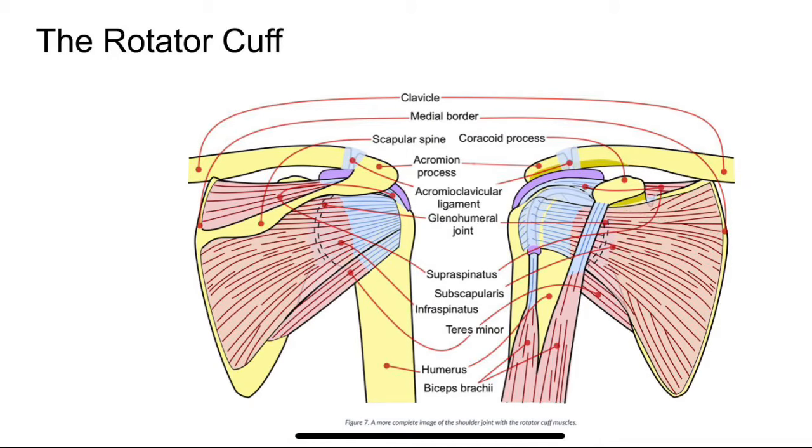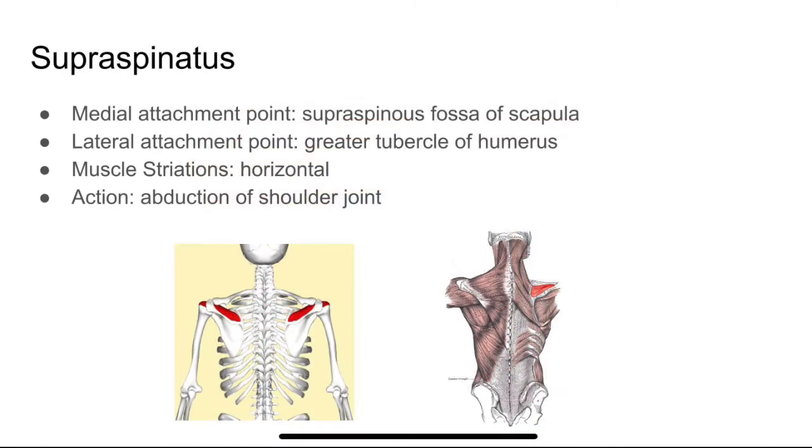Now, understanding how muscle action works, we can determine the muscle action of the different muscles of the rotator cuff. The supraspinatus muscle of the rotator cuff has a medial attachment point at the supraspinous fossa of the scapula and a lateral attachment point at the greater tubercle of the humerus. The muscle striations can be seen to be horizontal in the image on the right, and the action can be determined to be abduction of the shoulder joint.